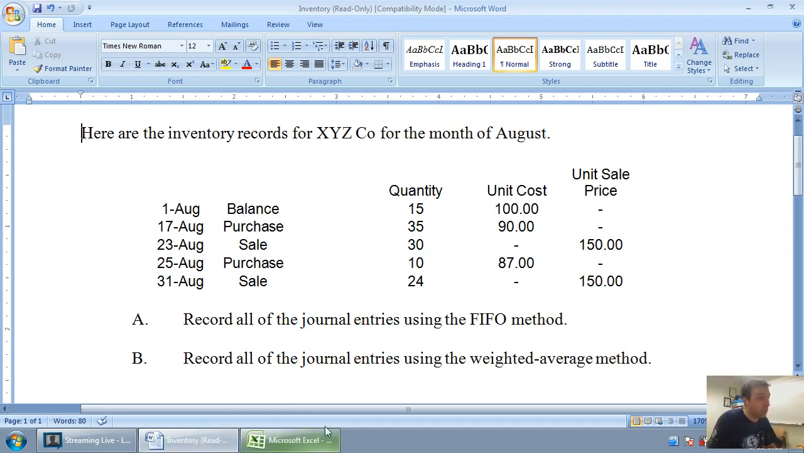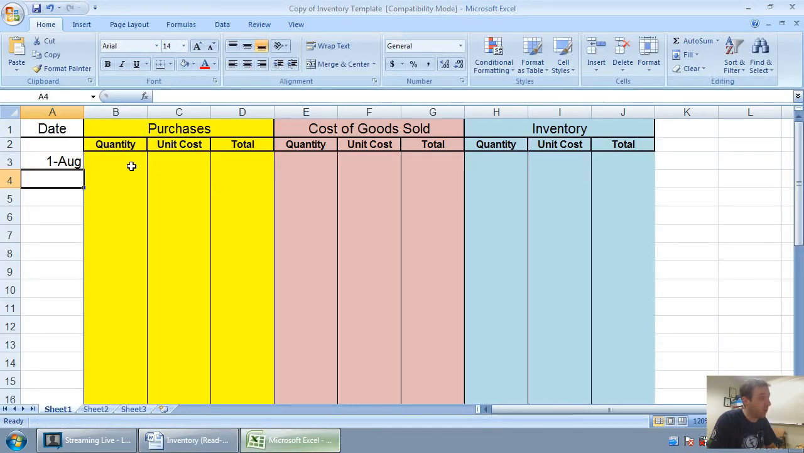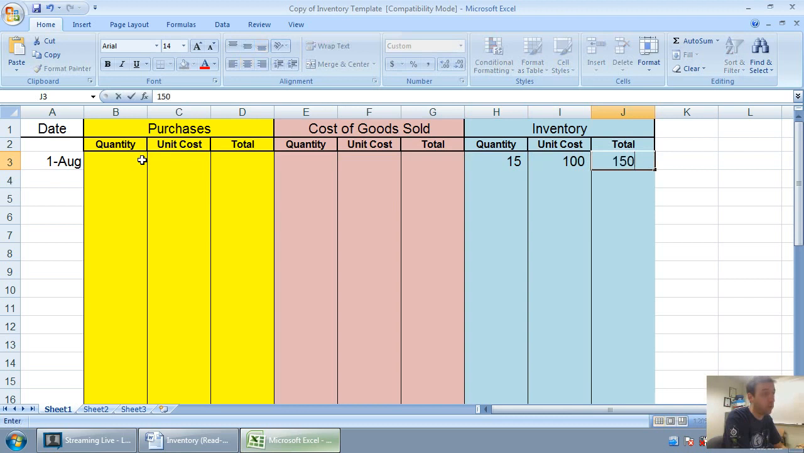So we start with the same starting point as the last one. We had a beginning balance of 15 units at $100. That means we didn't make a purchase on this day. We didn't make a sale on this day. We just had a balance of 15 units at $100 for $1,500.